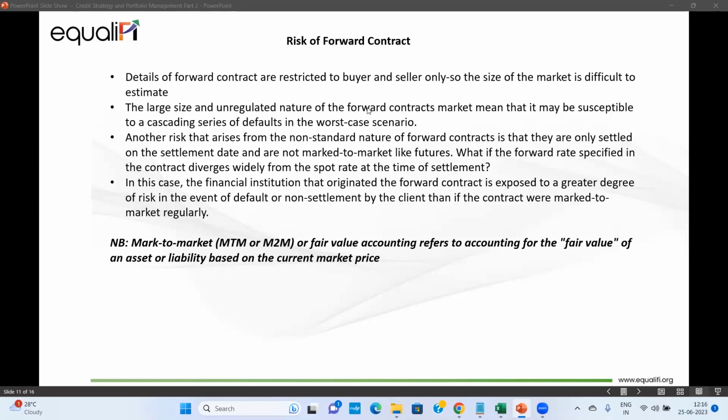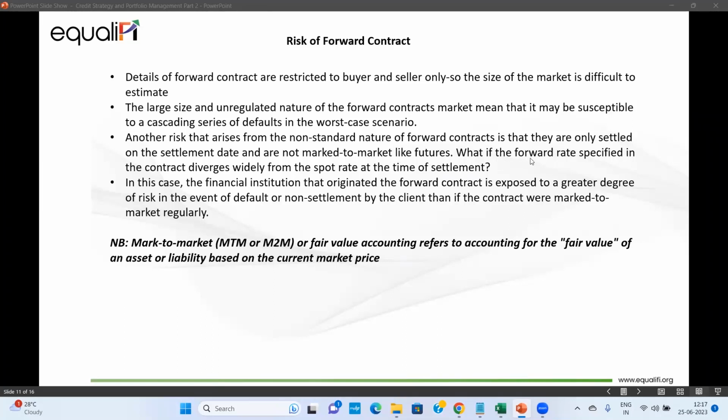Now let us discuss some risks of the forward contract. First of all, it is unorganized and it is very difficult to estimate the size of the buyer and seller in the market. The large size and unregulated nature of forward contracts mean that it may be susceptible to a cascading series of defaults in the worst case scenario. Absolutely. Because there is no regulation, no control, it can lead to a lot of defaults. Another risk that arises from the non-standard nature of forward contracts is that they are only settled on the settlement date and are not marked to market like futures.